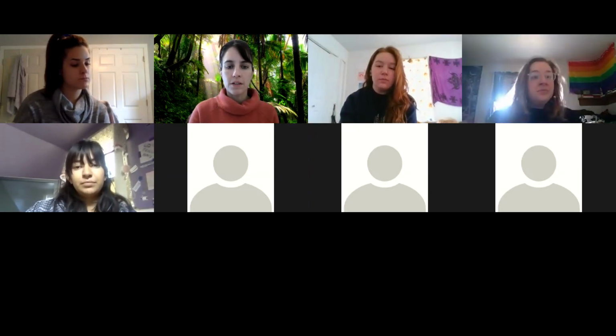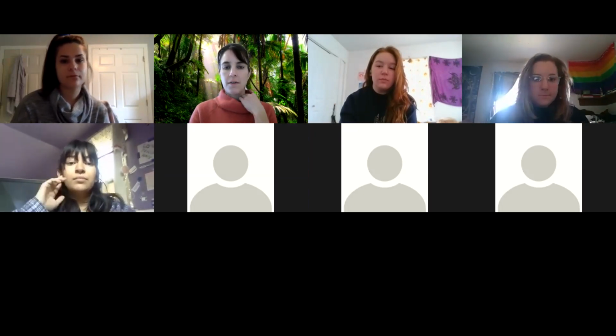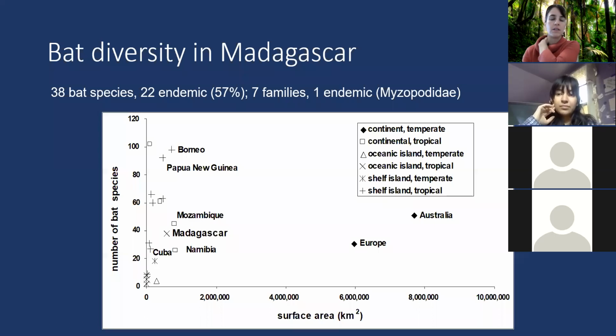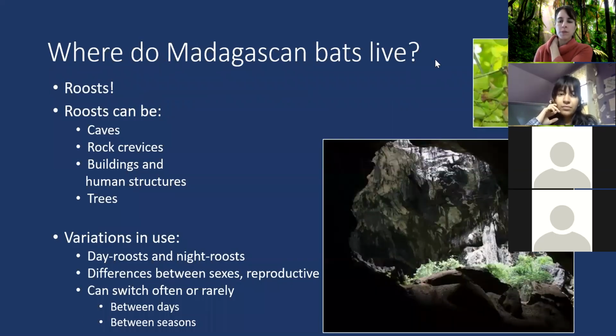So let me share my screen again to show you a couple more things about bats in Madagascar. So yes, they're very diverse. Let's go through some basic ecology because this will help you decide how to protect them. So where do bats live? Not just in Madagascar, but everywhere. We call where they live roosts.